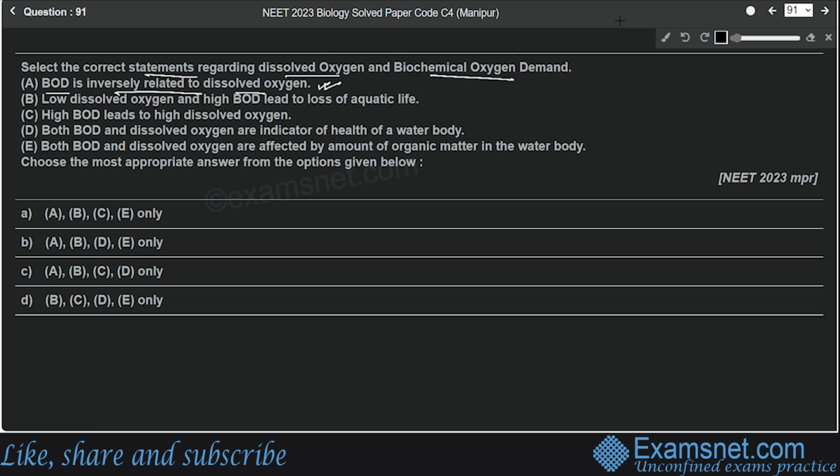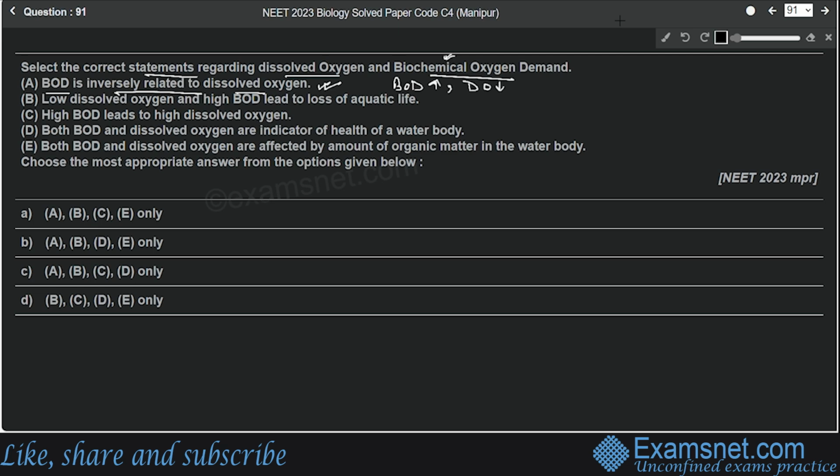When there is a higher amount of organic matter present in the water body, the biochemical oxygen demand will also be higher, and this will lead to a decrease in the level of dissolved oxygen. So BOD and dissolved oxygen are inversely related. If BOD is higher, then the amount of dissolved oxygen will be lower.